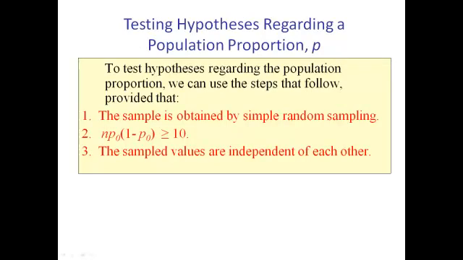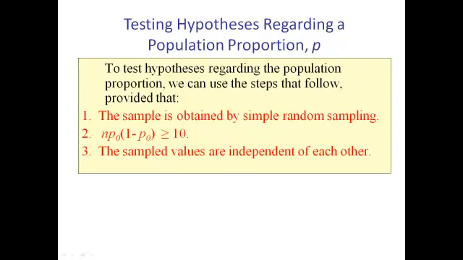Now, there are three assumptions for this test. First, that the sample is obtained by simple random sampling. Second, we need to check that n times p0 times (1 minus p0) is greater than or equal to 10. And finally, we need the sampled values to be independent of each other. Now let's assume that we've already checked these assumptions, and so we're ready to run the test in StatCrunch or Minitab.